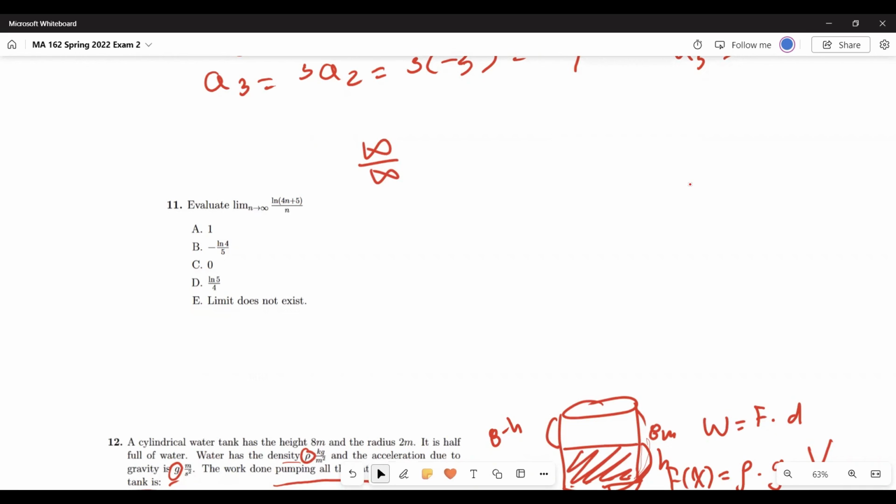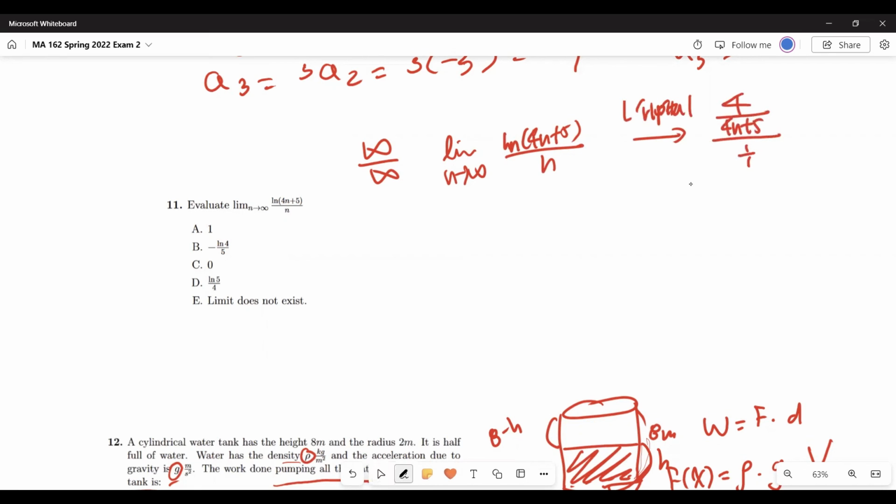When you use L'Hopital's rule, you find the derivative of both numerator and denominator. So let's do that. Limit as n goes to infinity of ln((4n+5)/n). If you find the derivative using L'Hopital's rule, this becomes 4 over (4n+5) over 1 over 1. So this is just 4 over 4n plus 5. Okay, so we have that.